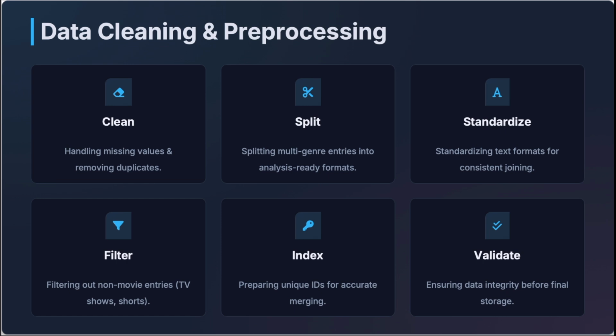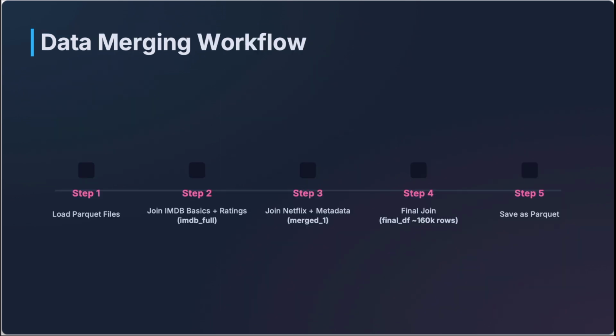So here's how we combined the data. We started by loading our files. We first joined the huge IMDb basics file with the ratings data to create one master IMDb file. Separately, we merged the Netflix data with its metadata. Finally, we combined these two groups, keeping only the movies that appeared in both. This gave us our final DataFrame, which had about 160,000 high-quality rows.